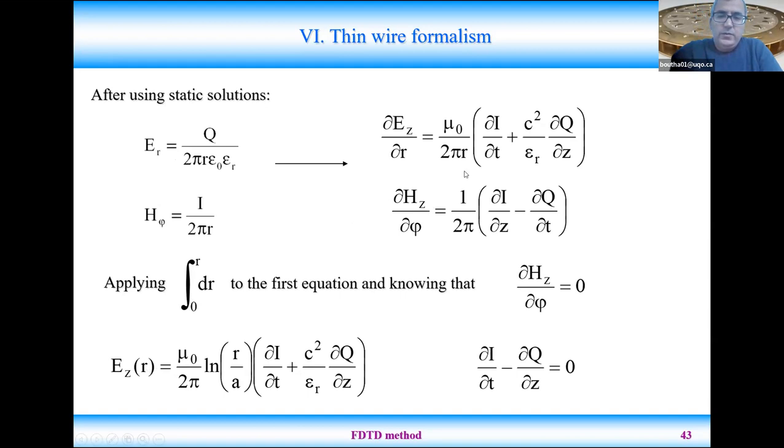From that we can find Ez as a function of r. So here we have mu naught over 2 pi ln (r over a) delta I over delta t plus 1 over C squared epsilon r delta Q over delta z. And the second equation is this one. Because this is going to equal zero, that means that this one equals zero.